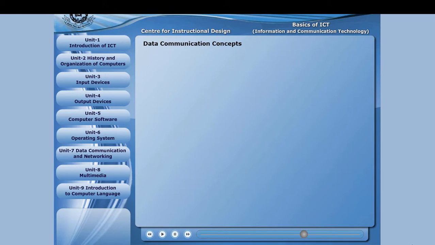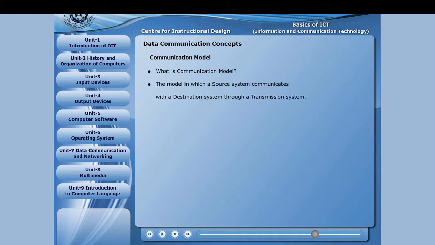Let us start from the communication model. What is a communication model? The model in which a source system communicates with the destination system through a transmission system. A communication model consists of three systems: source system, destination system, and transmission system.